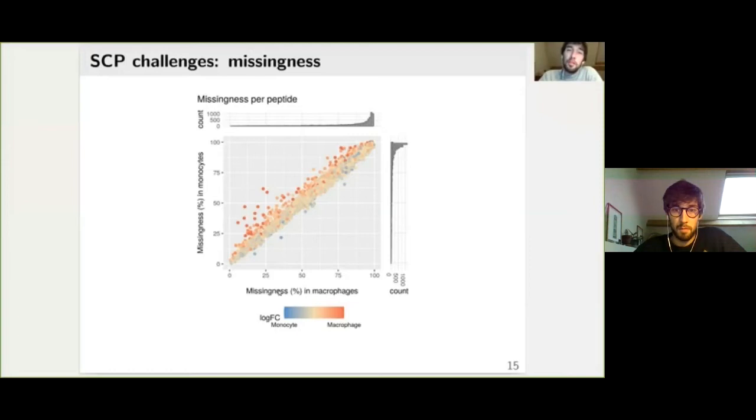But something interesting is that there seems to be also a biological component to this missingness. If you look, for instance, at this point, you can see that it's more missing in monocytes than it is in macrophages. The color gives you the log fold change, and red means more expressed in macrophages. So it's interesting to see that when it is more expressed in macrophages, it is also less missing in those cells.